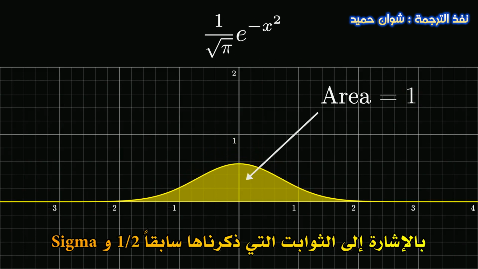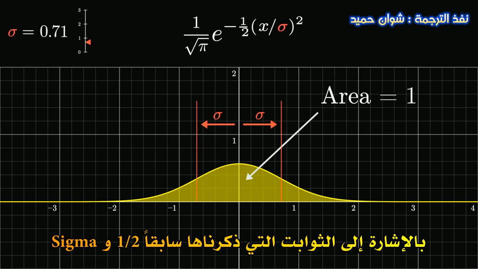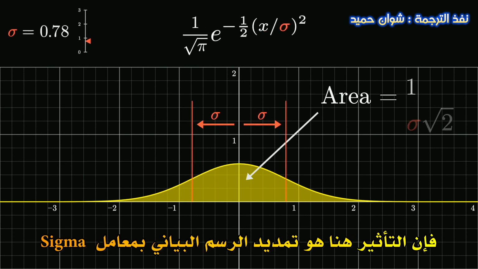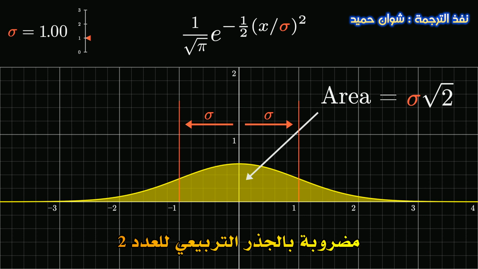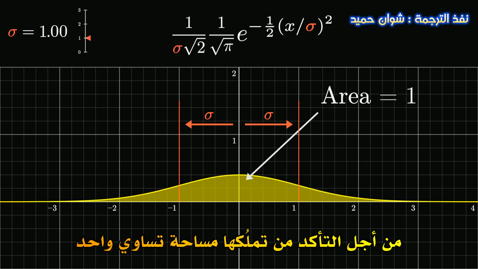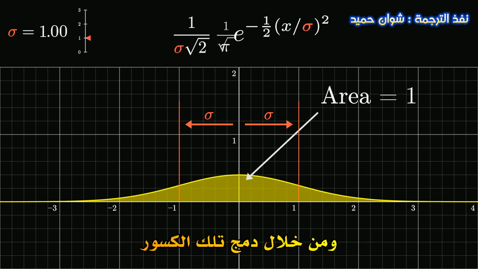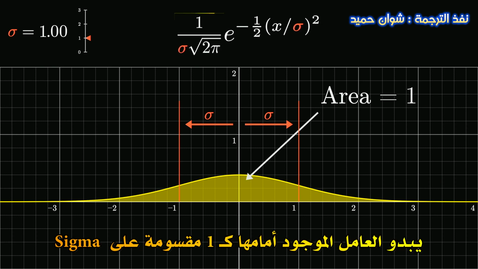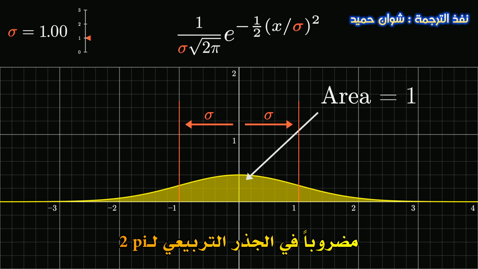Throwing back in the constants we had earlier, the 1/2 and the sigma, the effect there is to stretch out the graph by a factor of sigma times the square root of 2. So we also need to divide out by that in order to make sure it has an area of 1. And combining those fractions, the factor out front looks like 1 divided by sigma times the square root of 2 pi.